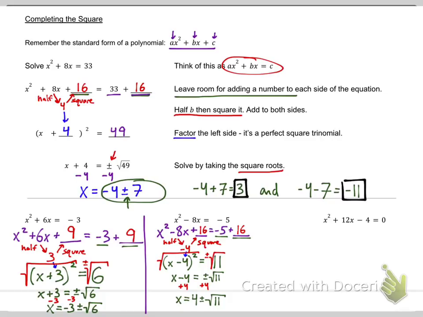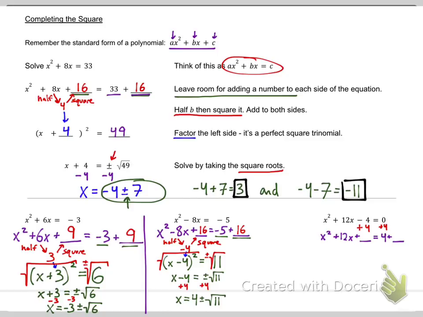For the third problem here, I don't have it set up like I want it to be. I want all the x's on one side and I want all the constants on the other side. So in order to do that, I need to add 4 to both sides. I'm going to leave a little space here because my next step is to write the blanks in. So let's go ahead and add the blanks.